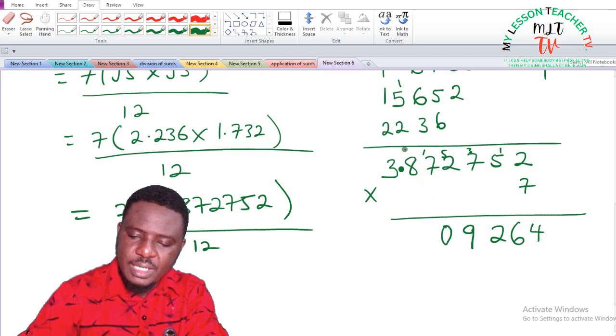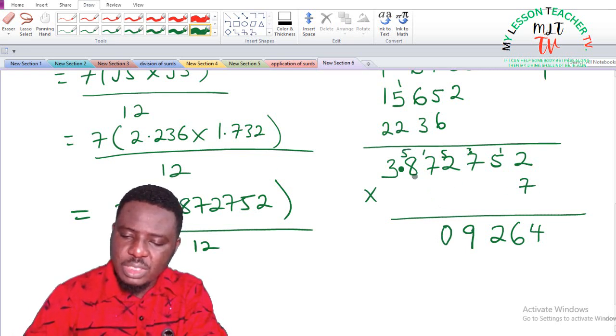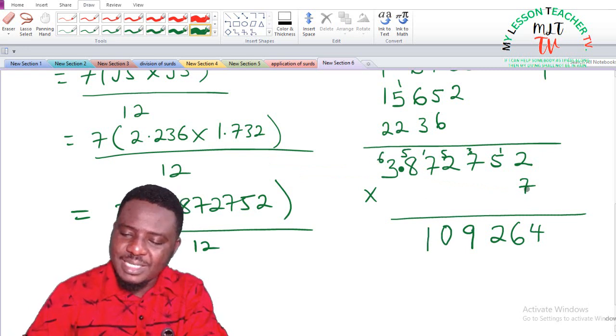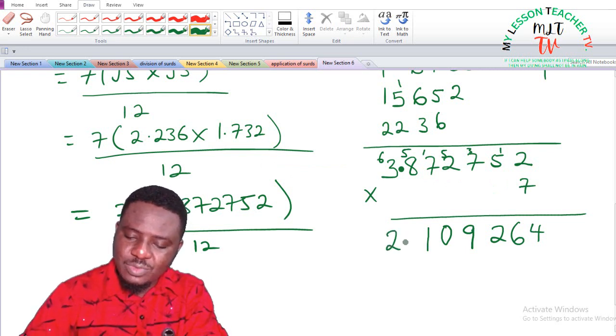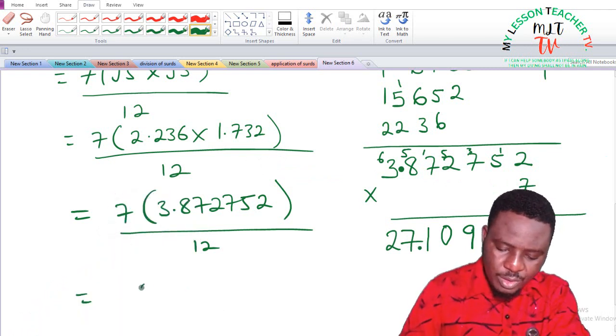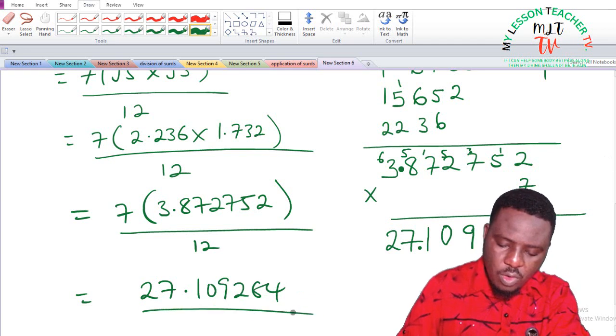You write down 0 and carry 5. 7 times 8 is 56. 56 plus 5 is 61. You write down 1 and carry 6. 7 times 3 is 21. 21 plus 6 is 27. So this is 27.10924. So this is equal to 27.10924 all divided by 12.